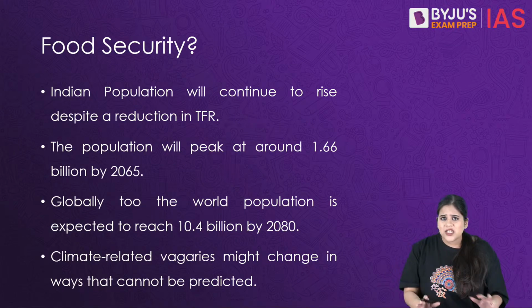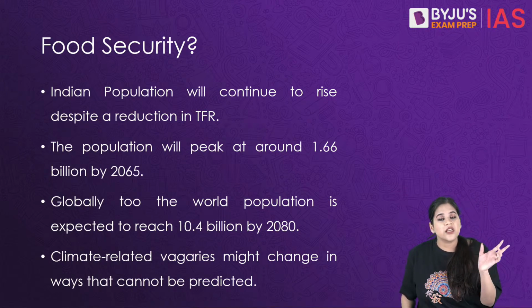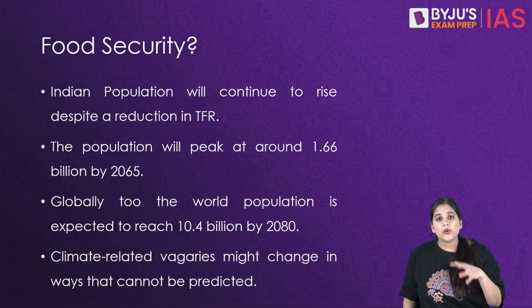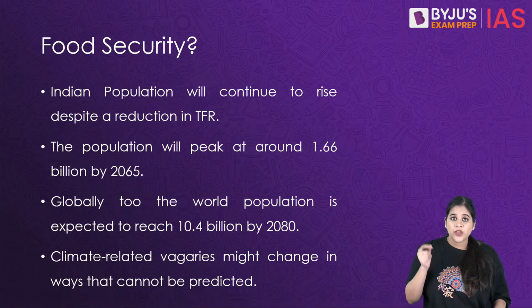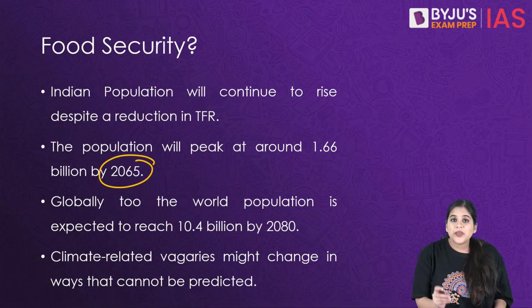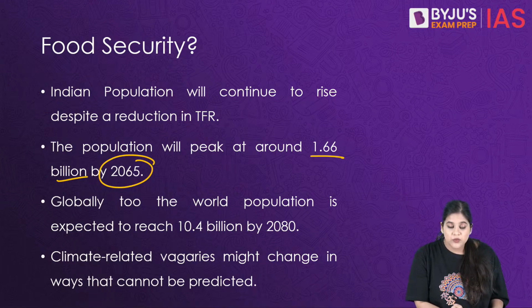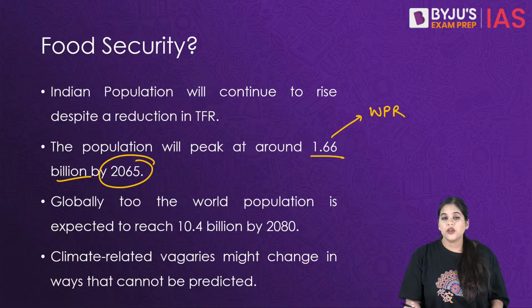Now, how does this create a problem when it comes to food security? Now, you know that in the upcoming years, the production will reduce. However, when it comes to population, if we talk about India, the population will keep on increasing and it will peak only by 2065 at 1.66 billion. This is according to data by World Population Review.